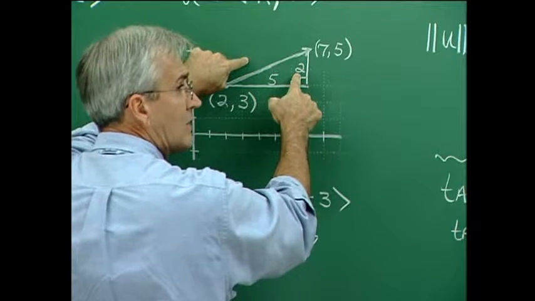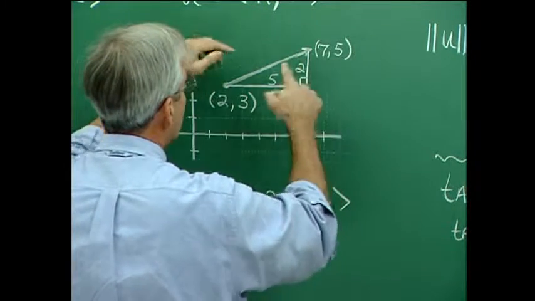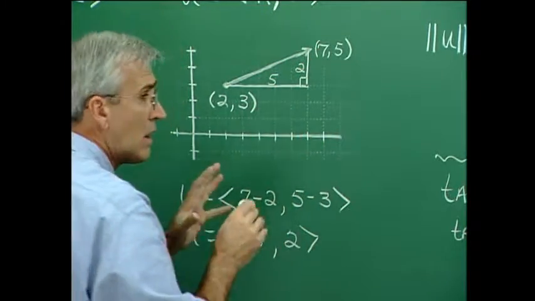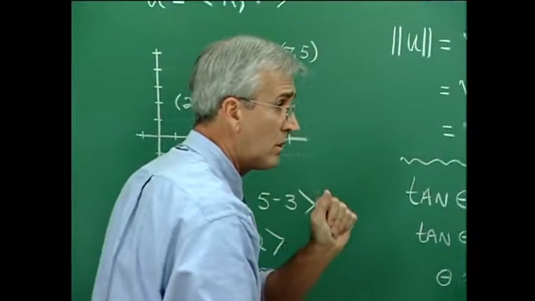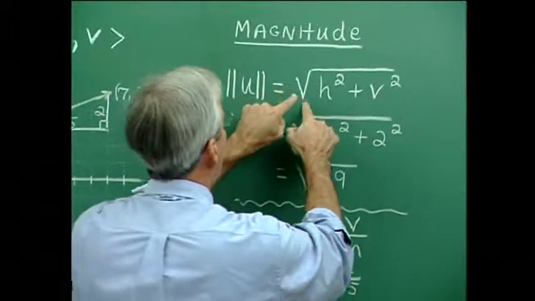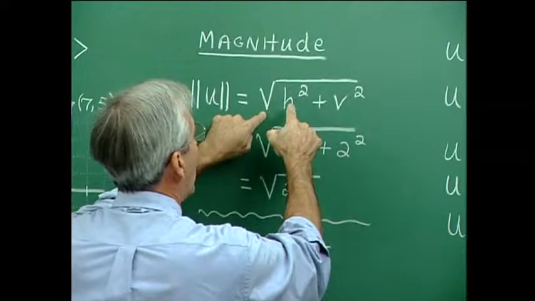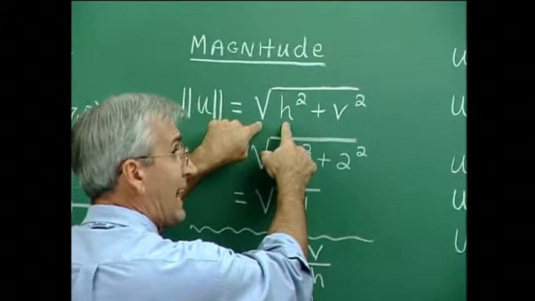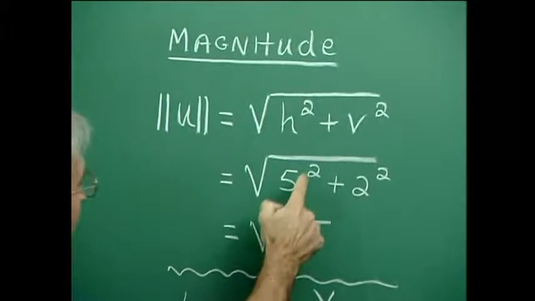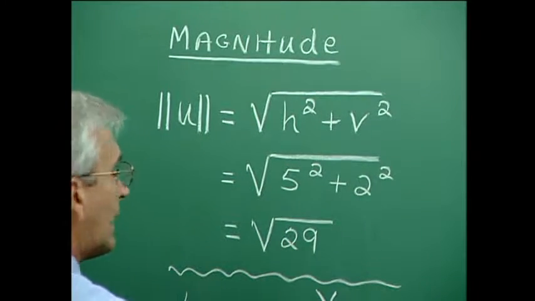Now let's generalize that idea. We're dealing with vectors here, and we're talking about the magnitude of u. So the magnitude of u has this notation. This is the magnitude of u, and it's the square root of the horizontal magnitude, that h we were talking about, squared plus v squared. And in this problem it's 5 squared plus 2 squared, or the square root of 29.